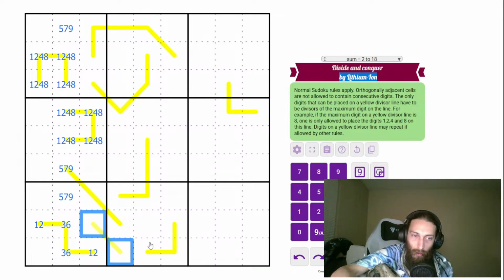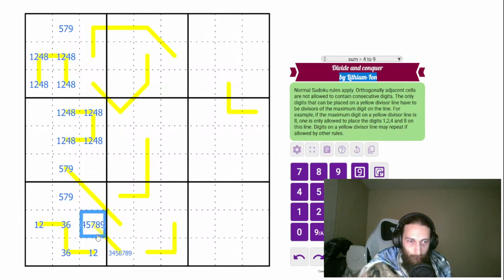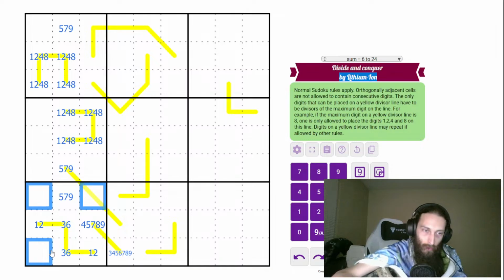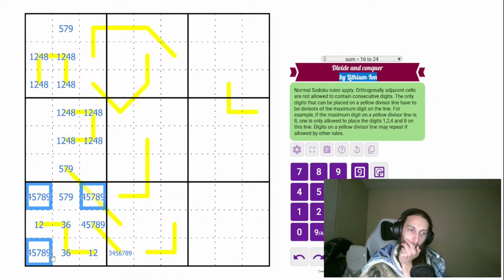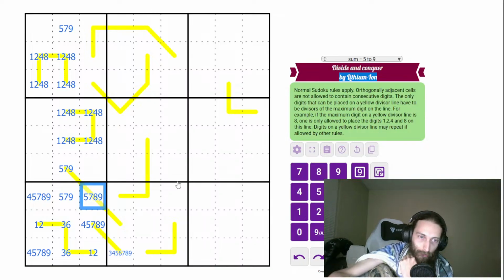Okay, well this we know cannot be 1 or 2. So it's 3, 4, 5, 6, 7, 8, 9. This one is not 3 or 6. 1, 2, 3, 4, 5, 6, 7, 8, 9. If this was a 4, it would have to go into 4, 7, or 9. So it's not a 4.